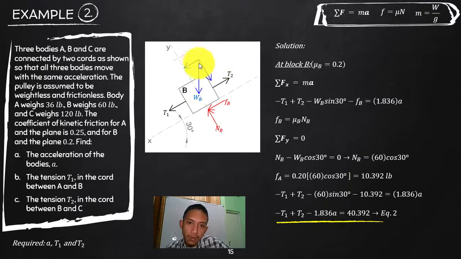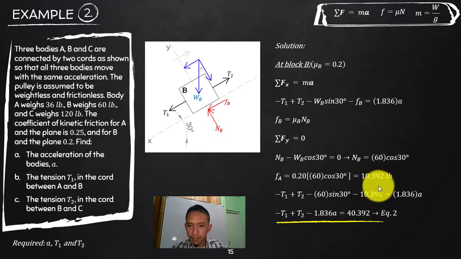That is just the Y component of weight, and then of course the normal force. So playing around, normal force is 60 cosine 30. Your weight for B is 60, isn't it? Yes. So 60 cosine 30. Therefore, multiply your mu to that value, you will end up here with 10.392 pound. That is our friction in block B.